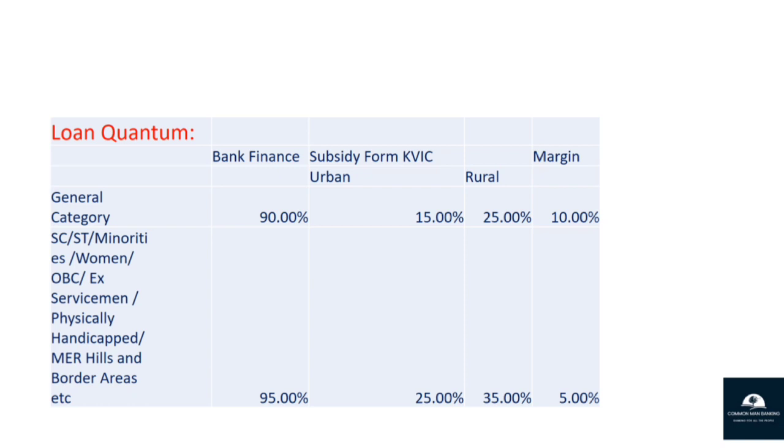If you are from the SC/ST community, a minority, a woman, OBC, ex-serviceman, physically handicapped, or from hills and border regions, the bank finance will be 95%. If you are in an urban area, the subsidy is 25%, and in a rural area it is 35%. The margin amount is 5%.